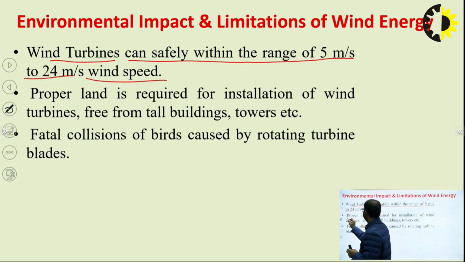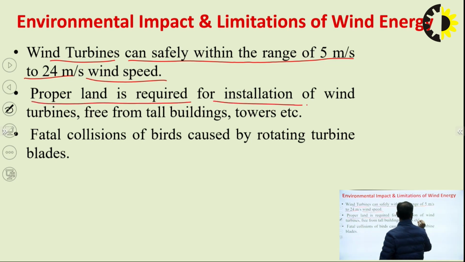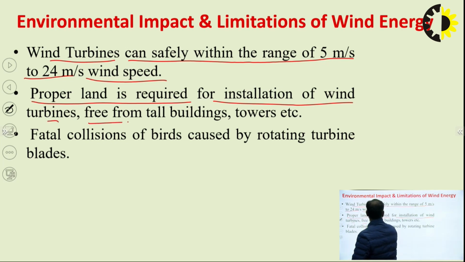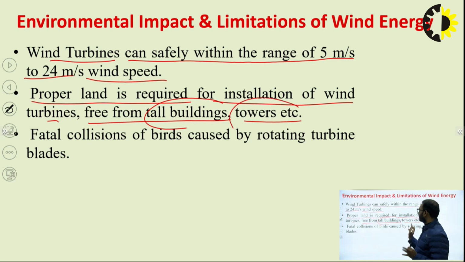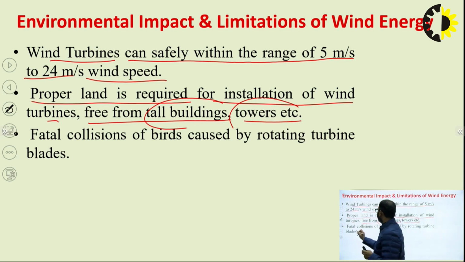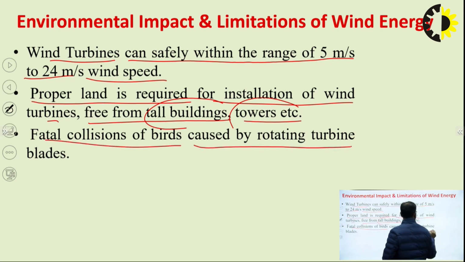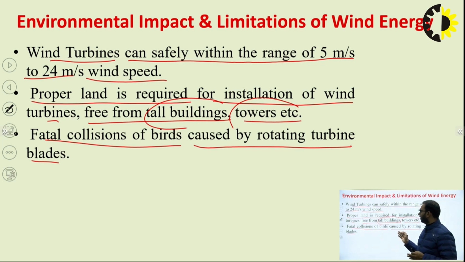Another limitation is that proper land is required for installation of wind turbines, free from tall buildings and towers, etc. So we can say that where a wind power plant is installed, it should be free from tall buildings, towers and so on. Then fatal collisions of birds caused by rotating turbine blades. This is one of the environmental impacts: fatal collisions of birds due to rotating turbine blades.